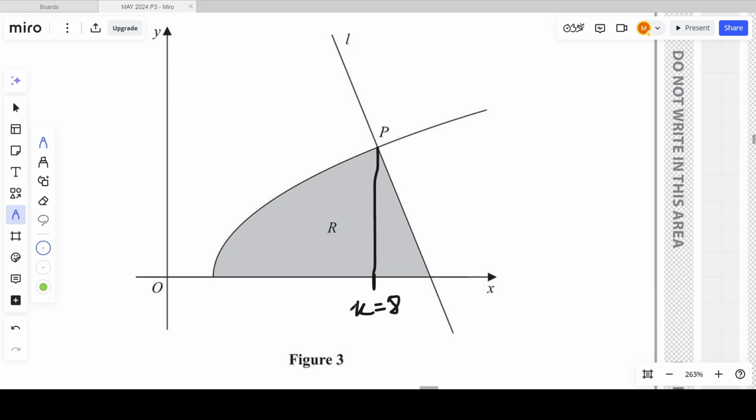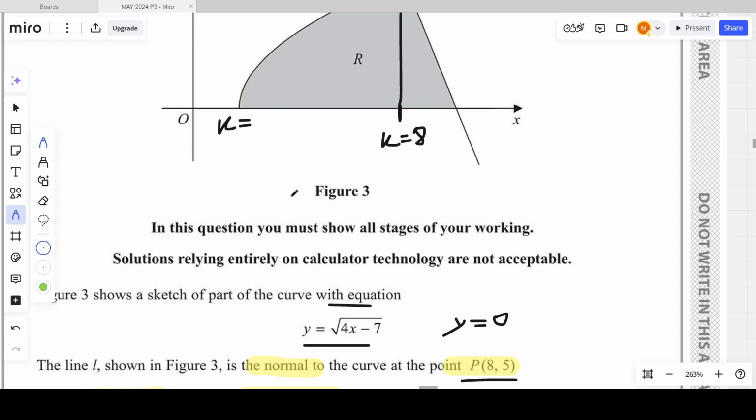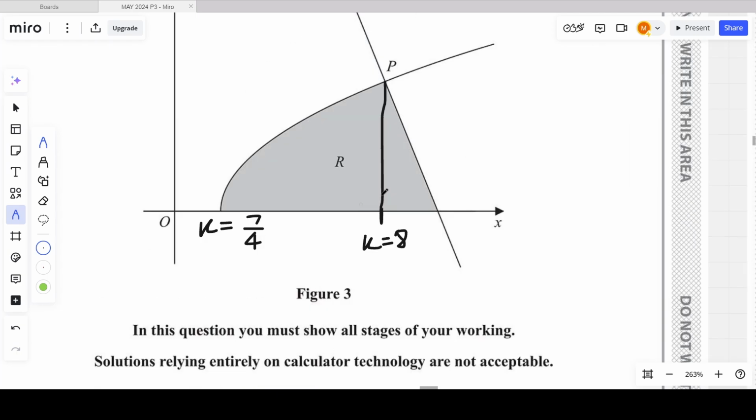We can easily figure out this x value using what? The x-intercept, where it is intersecting the x-axis. So at the x-axis, y would be 0, right? If y is 0, then what do you get for the x value? x would be 7/4. That means if we integrate the equation of the curve between x equals 8 and x equals 7/4, we will get the area of this region, right?